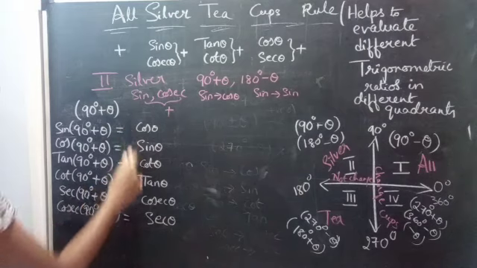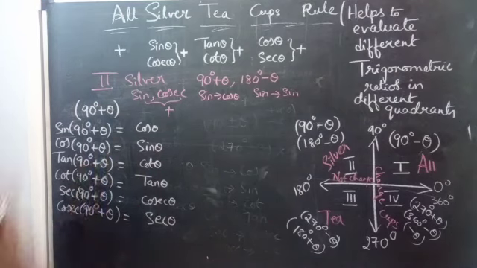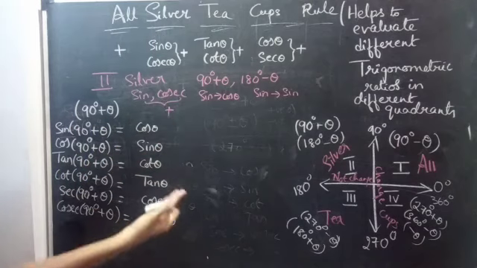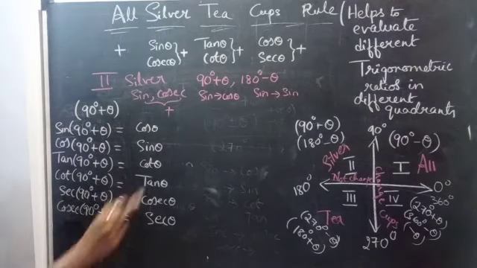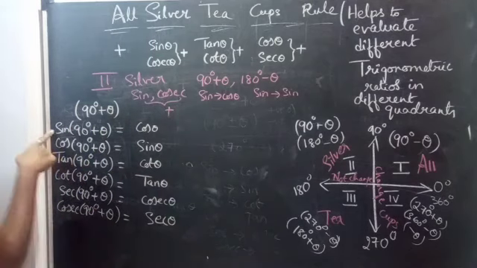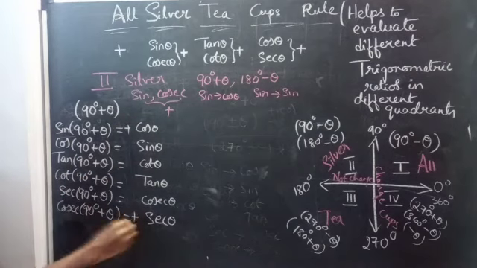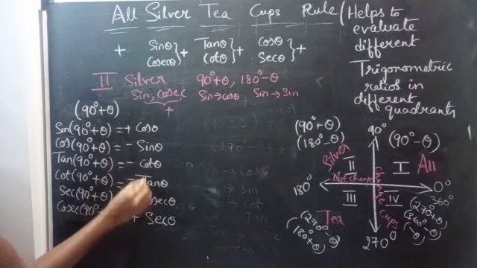And the signs depend upon the quadrant. So in the second quadrant, sine and cosecant are positive. The remaining are negative. Sine positive, cosecant positive, and the remaining are negative.